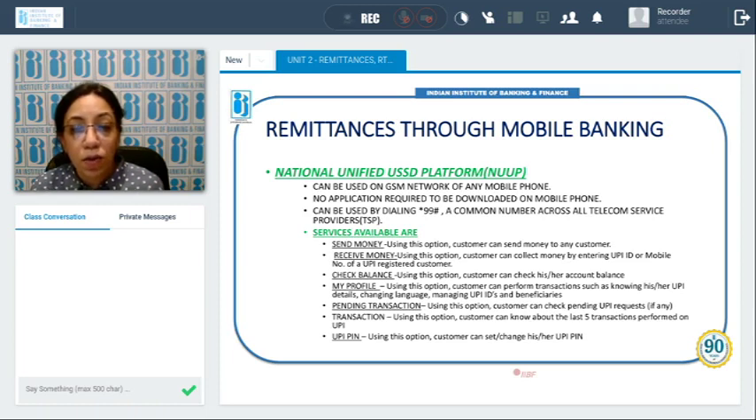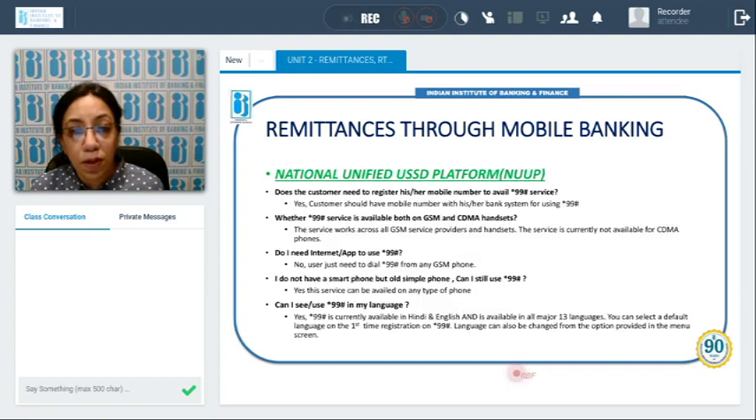Pending transaction. Using this option, customer can check pending UPI request. Transaction. Using this option, customer can know about the last 5 transactions performed on UPI, and he can also change his PIN. These are the features of NUUP. Now we have certain questions through which I'll try to make you understand what are the features and what are the services one can use of in this NUUP.